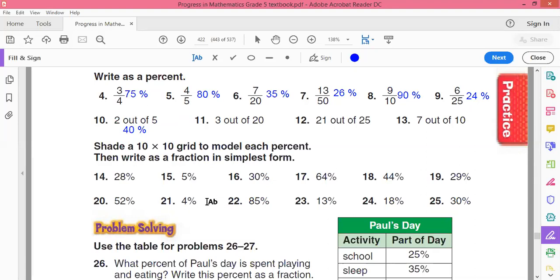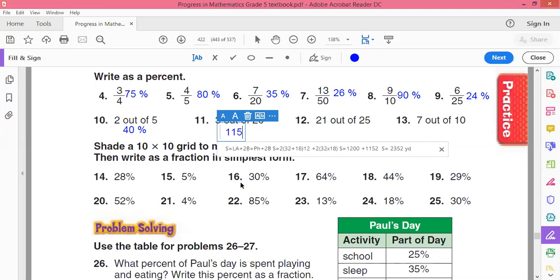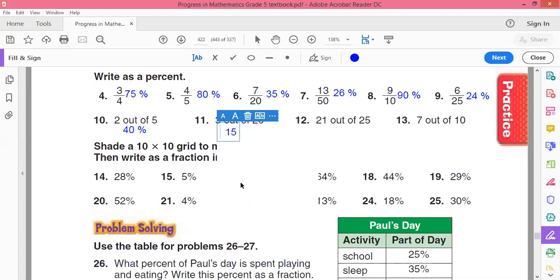15%, because 20 times 5 equals 100. Okay. 5 times 3 equals 15. Excellent. It's 15, not 100. It's 15%. Okay, now, Omar. First, Omar.